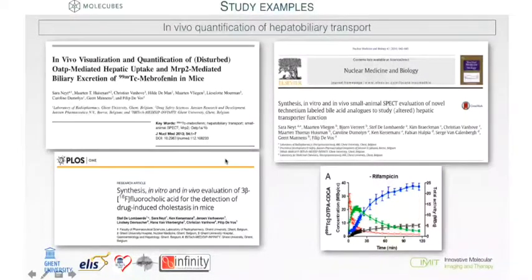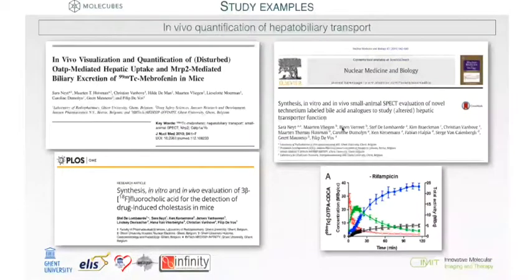A first example is a little bit what Sarah here from Molecules did during her PhD. It's the in vivo quantification of hepatobiliary transport, which is important to look, for example, at drug toxicity in development of new drugs. Now, Sarah, what you have to do then is, in fact, you have to label bile acids. Sarah did it based on technetium.